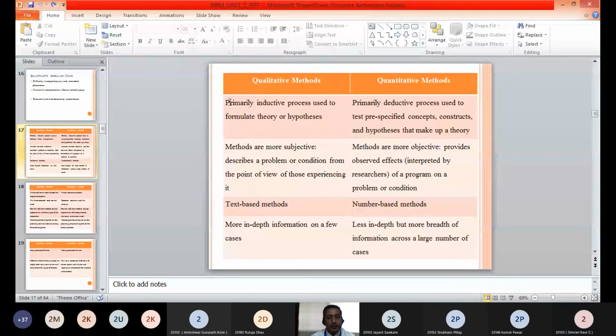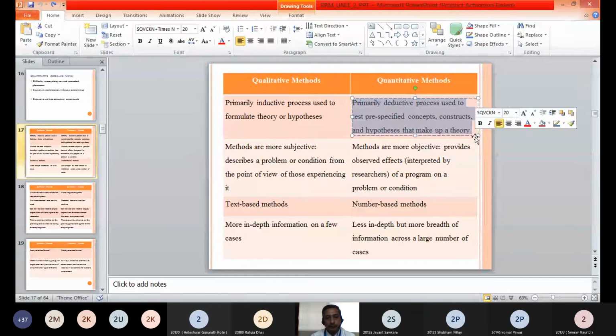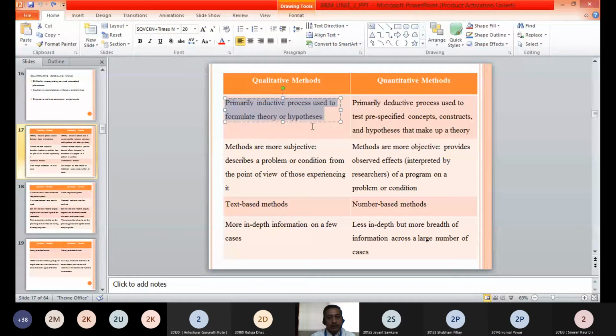So once again, I will repeat this point of difference number one, that is qualitative methods are inductive in nature and quantitative methods are deductive in nature. First of all, you understand the qualitative method, which we are calling an inductive process.